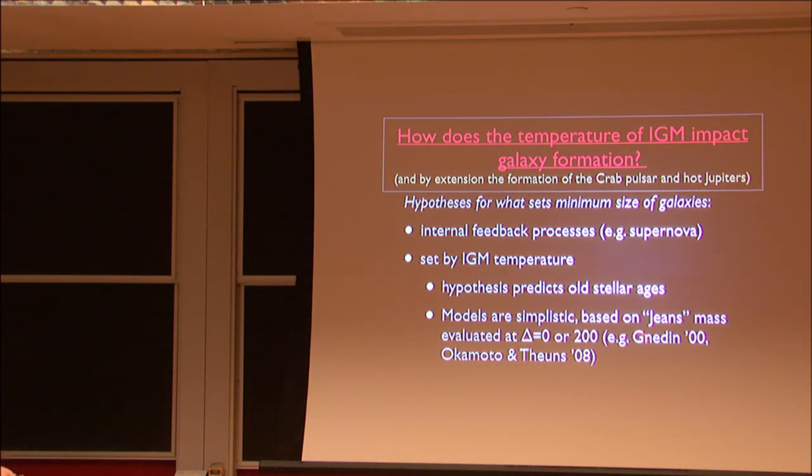The other criterion, advocated by this group, is that rather than the overdensity of zero, or sorry, overdensity. Sorry, this should be overdensity. So I should have written one, for my delta is one plus overdensity. But rather than the delta of one, delta of 200, the overdensity of halos. And so they take the Jeans formula essentially and stick in overdensity 200, and they claim that this works better.